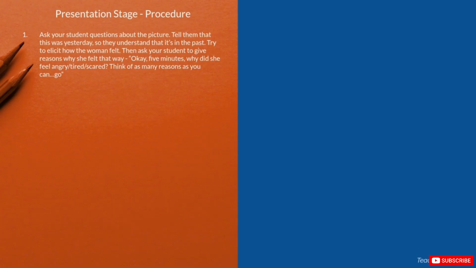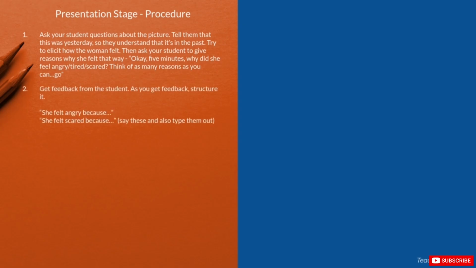Okay, 5 minutes. Why did she feel angry? Think of as many reasons as you can. Go. Something simple like that. Again, you can use your own words here. And once again, if they're struggling, we could do the first one with them. I could give them an example. Okay, I think she felt angry because, and just get them started with one example. And then we leave the student to work.